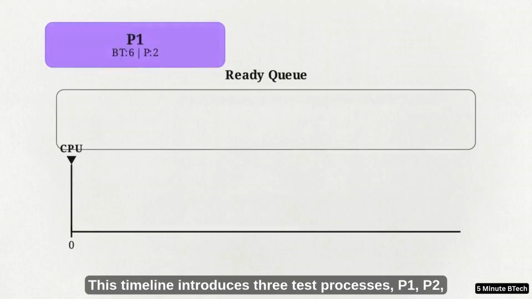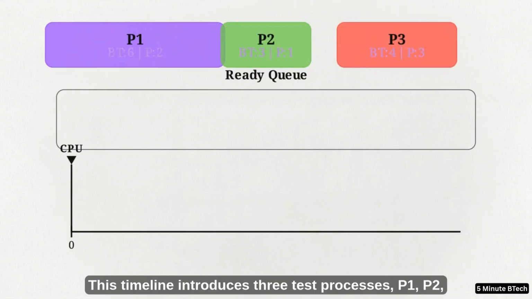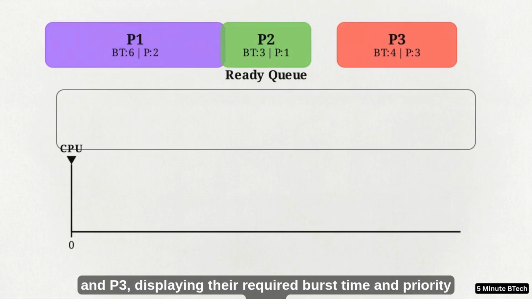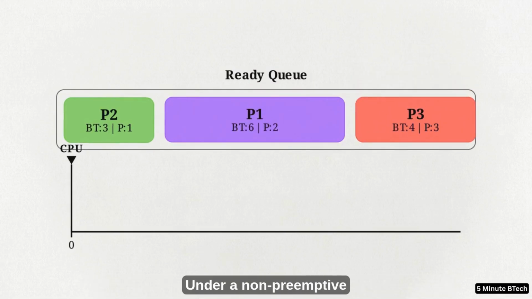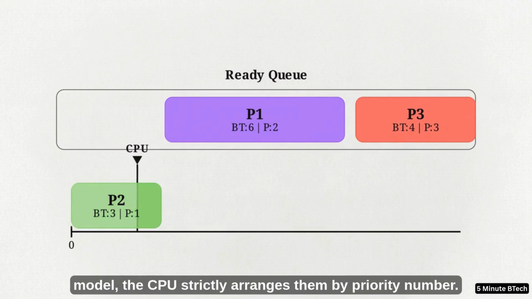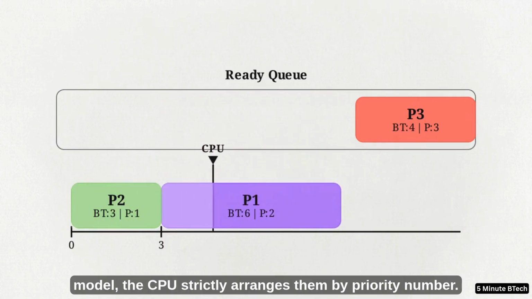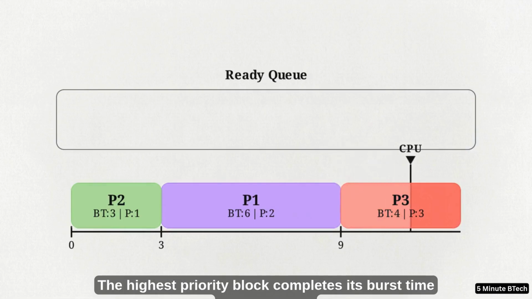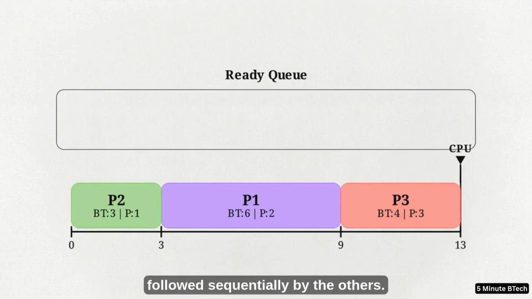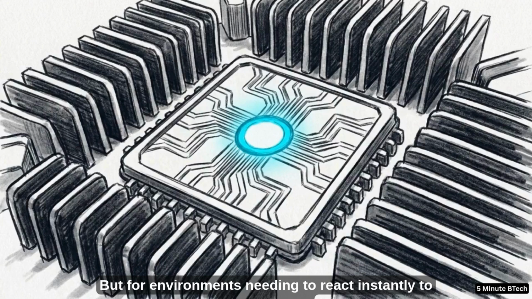This timeline introduces three test processes, P1, P2, and P3, displaying their required burst time and priority rank. Under a non-preemptive model, the CPU strictly arranges them by priority number. The highest priority block completes its burst time uninterrupted, followed sequentially by the others. But for environments needing to react instantly to interruptions, systems deploy an alternative called preemptive scheduling.